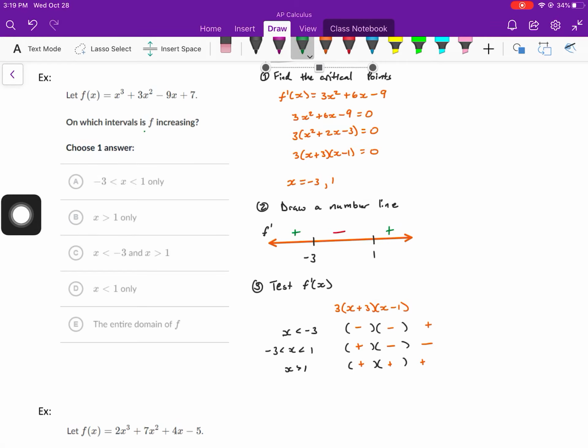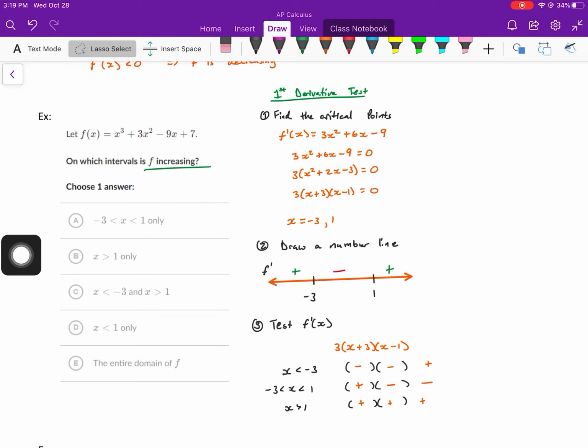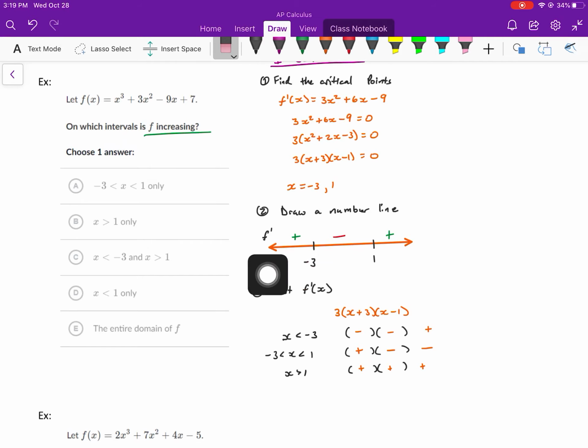So when is f increasing? Well, that would be to the left of -3. X is less than -3, and x is greater than 1. Yeah, those two places are where our function's increasing. That's where f is increasing. Why? Because f prime is positive.